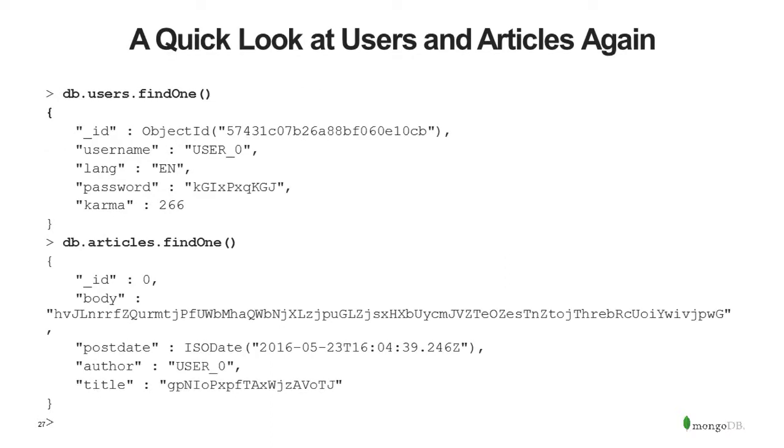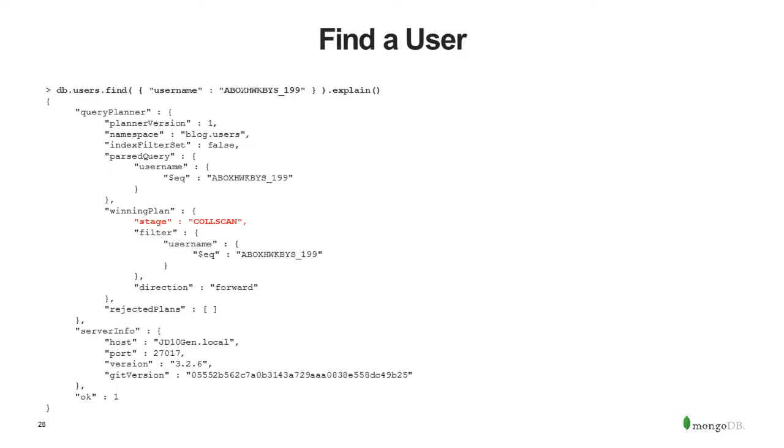So let's look at articles again. We've got this find one, which is the ID, username, lang, password, and karma. And then the articles looks like this. Now, supposing I find the user in this 1 million element array. Well, let's see how efficient that is in our current structures. So db.users.find, username is this random string, and I'm going to use explain. So explain is essentially our query analyzer. And the query analyzer will tell us a whole bunch of information.